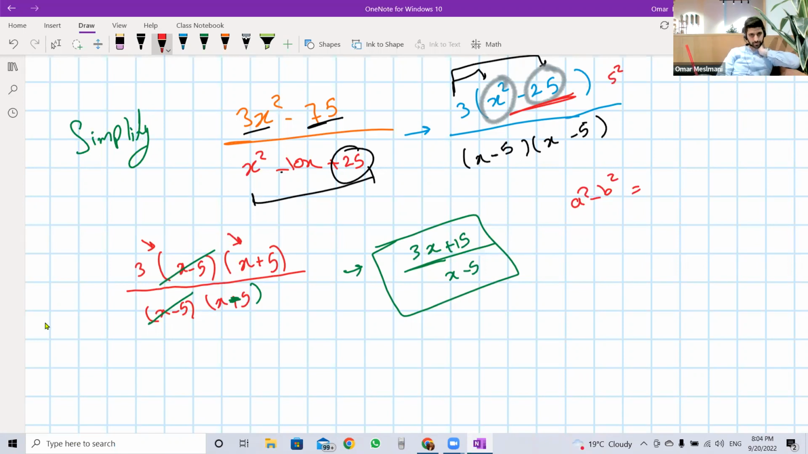Good. This is what we call dividing by factoring. I can solve the same question with long division, and I'll show you how you solve it using long division. So can we write this, please? Yeah, take a minute.